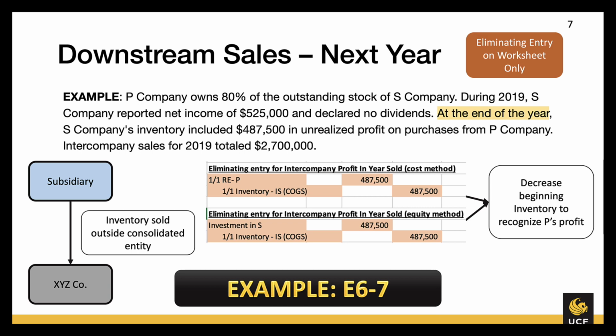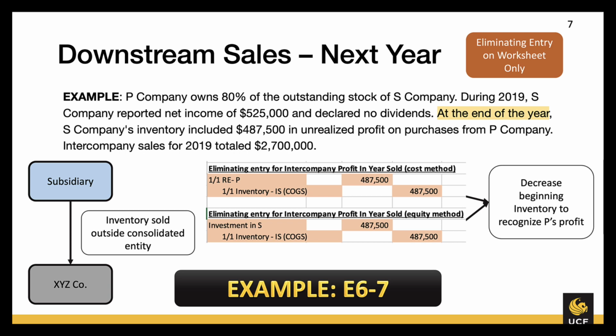Continuing our example with downstream sales, in the following year, now those goods are finally sold outside the consolidated entity, and now the profit can be recognized. So what's going to happen is our eliminating entry is going to adjust our 1/1 inventory on our income statement in that cost of goods sold calculation, essentially putting it back where it was at the end of last year's consolidation so that our beginning balance of inventory matches our ending inventory from the previous consolidation.